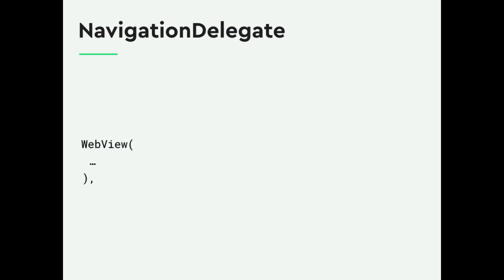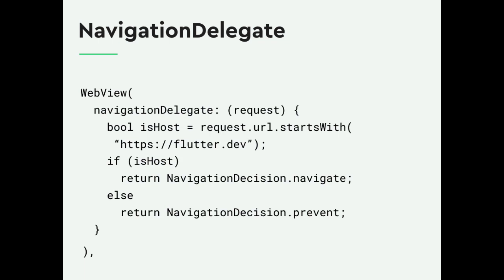So I'm going to add this navigation delegate, where you can see that the request contains the URL that's going to be loaded. Basically I can do something like this: just check the URL, check if it starts with my host, so I know if it's my host or not, and either allow the navigation if it's my host or block it. Straightforward.